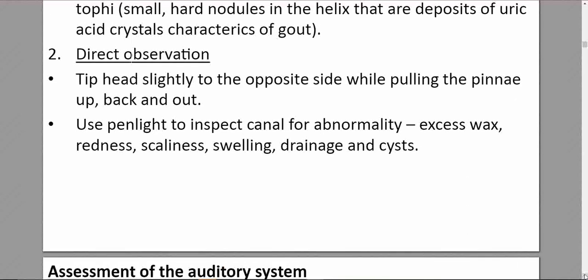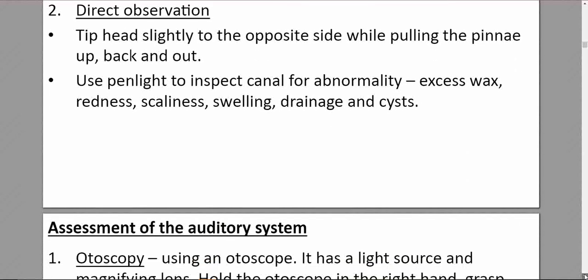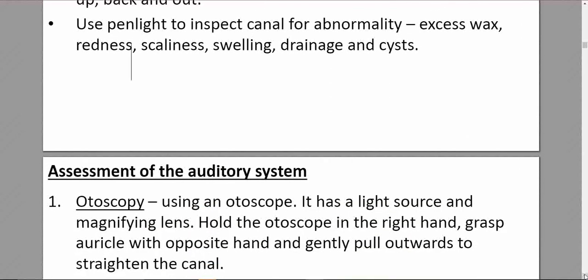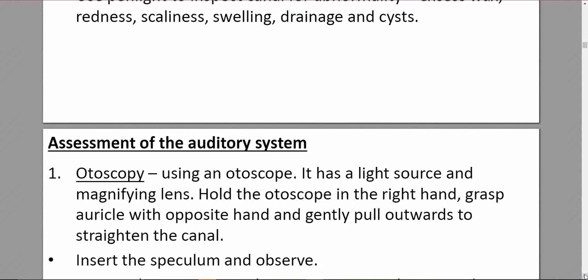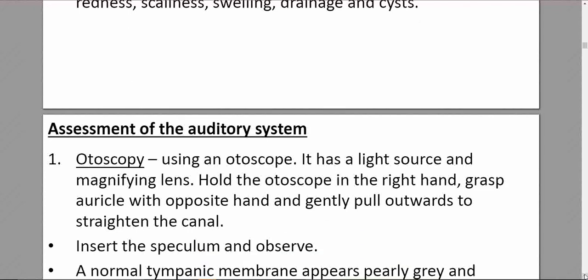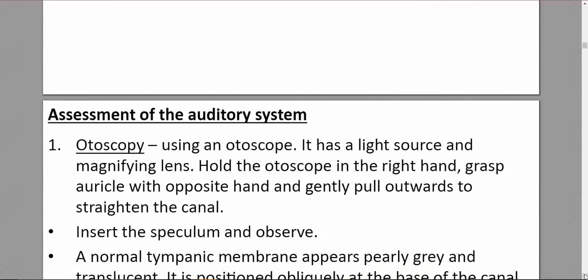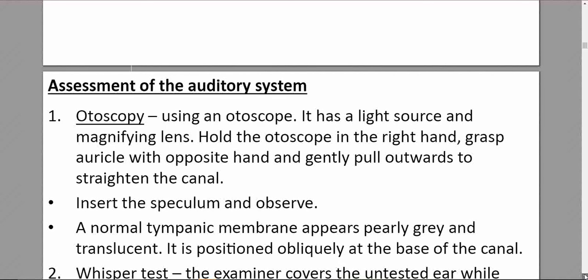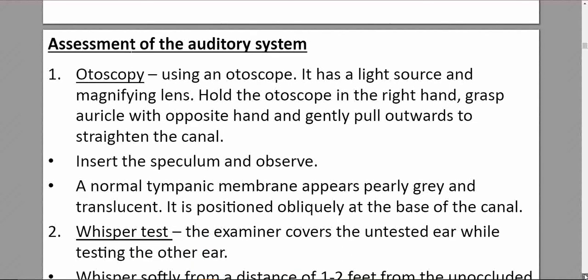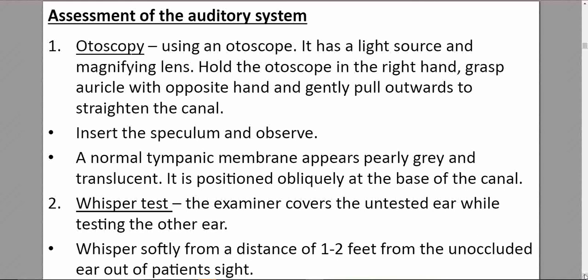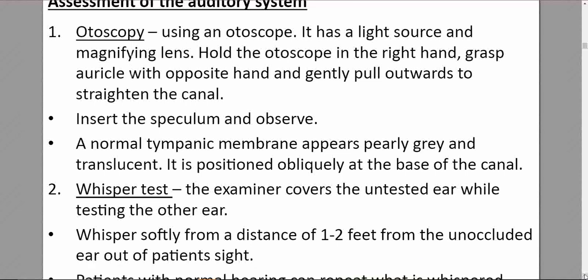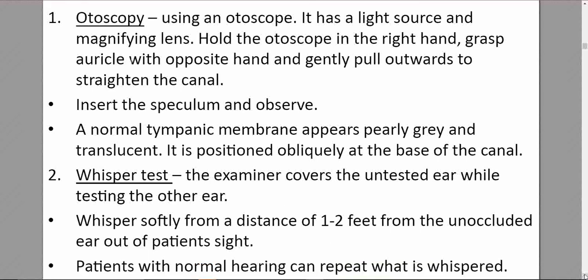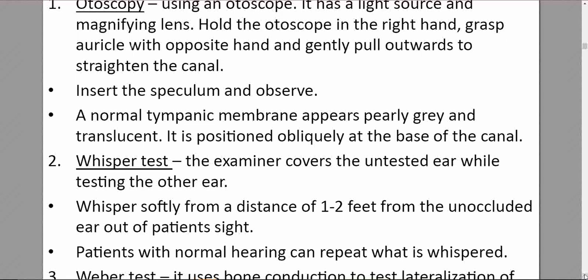Use a penlight to inspect the canal for abnormality, excess wax, redness, scaliness, swelling, drainage and cysts, and then you write down what you're seeing. Assessment of the auditory system: otoscopy using an otoscope. It has a light source and a magnifying lens. Hold the otoscope in the right hand and grasp the auricle with the opposite hand and gently pull outward to straighten the canal. Insert the speculum and observe. A normal tympanic membrane will appear gray and translucent. It is positioned obliquely at the base of the canal.